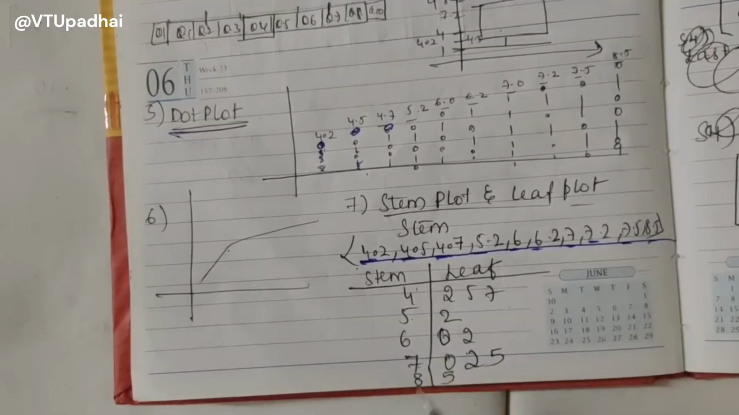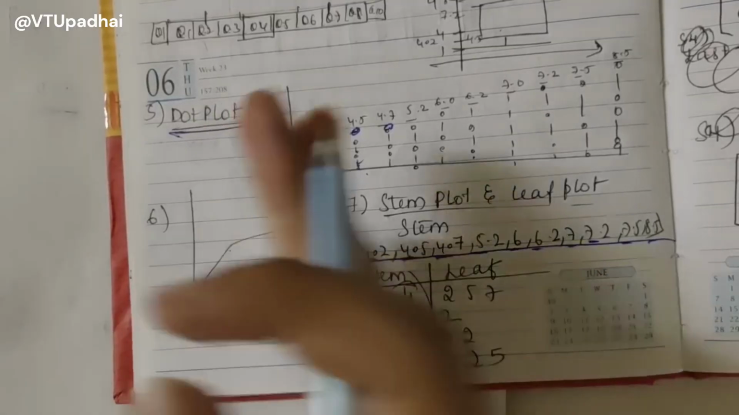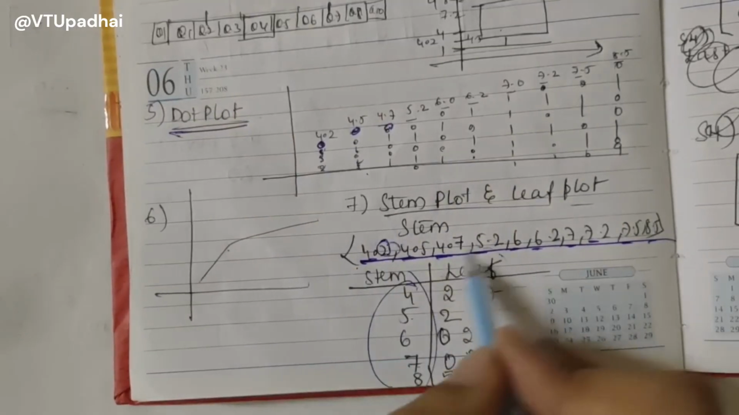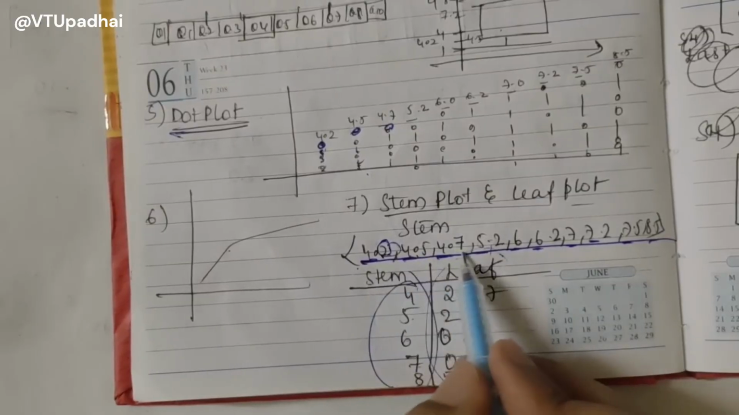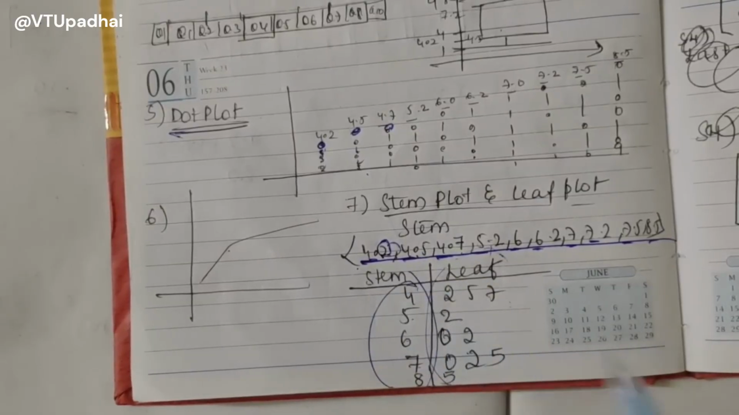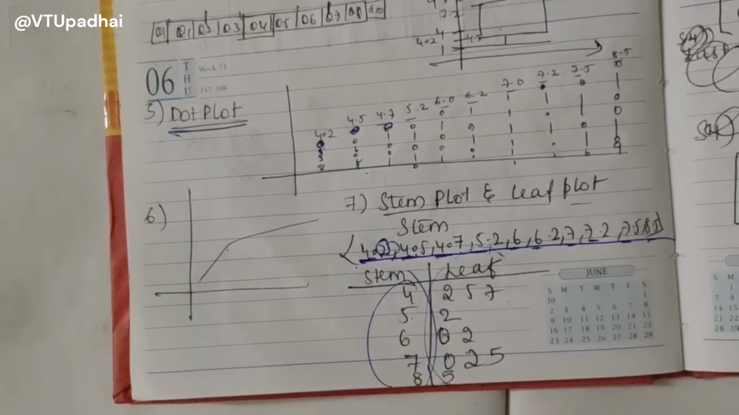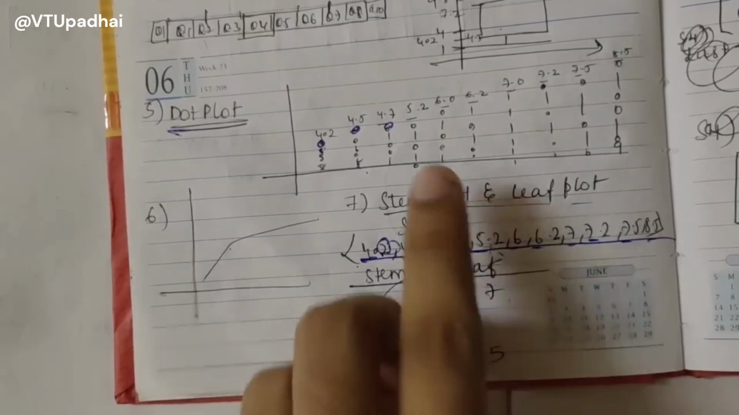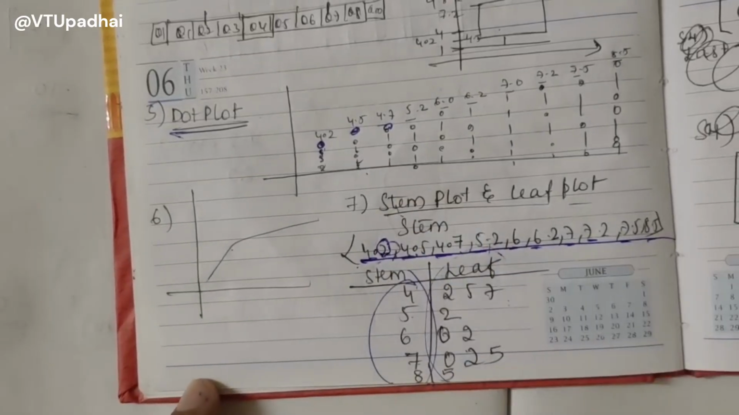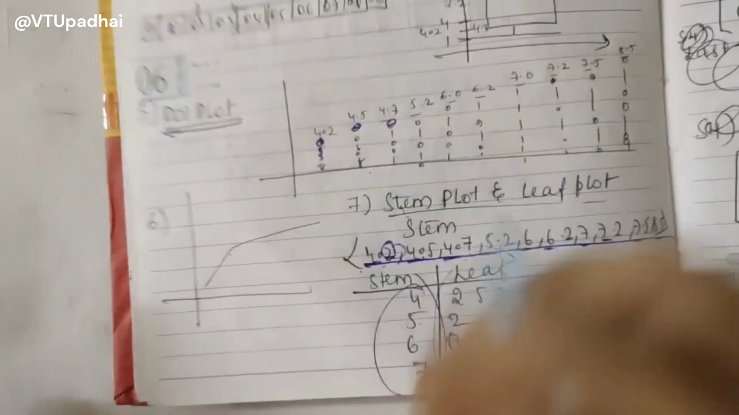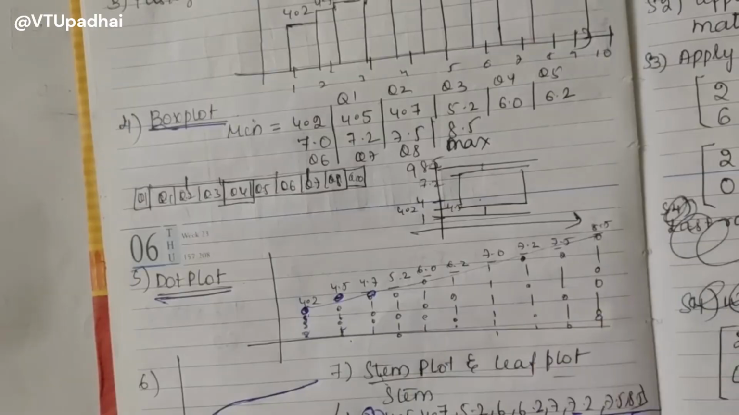So 4, 5, 6, 7, 8 are common. I'll write them in the stem part. After that, whatever is there will fall under the leaf part. So here I have 4.2, 4.5 and 4.7, so it will be 2, 5, 7 here. That's how we write a stem plot and leaf plot. And the line chart is simple: for this extension, you connect the dots and you get the line chart.